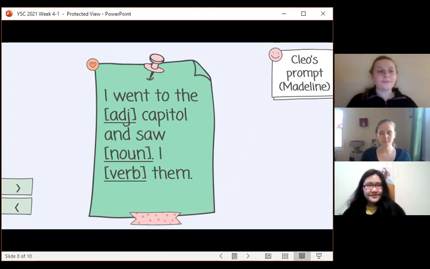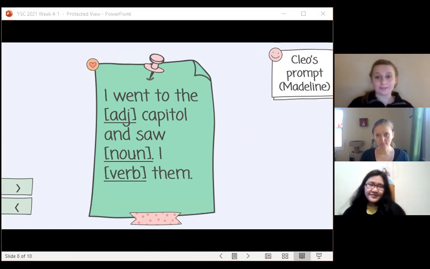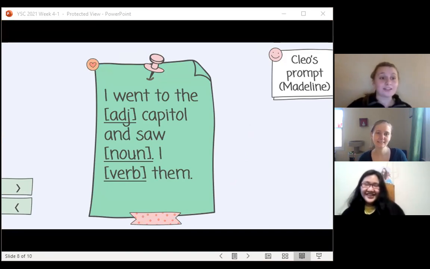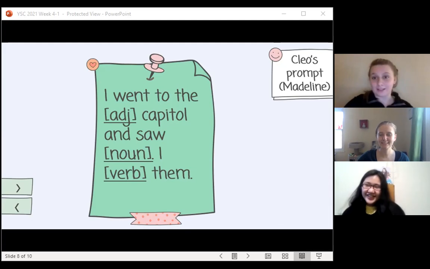Yeah, so the noun I chose was trampoline, and then the verb I picked was broke, and then my adjective was scary. So when you fill that in, it reads, I went to the scary capital and saw trampolines. I broke them. So when I hear capital, I think of Madison and the capital downtown. And so the scary capital, I could see how it could be scary. Like a lot of high profile people work there, like the governor, Tony Evers, and he's pretty well known. So it might be pretty scary to be by him.